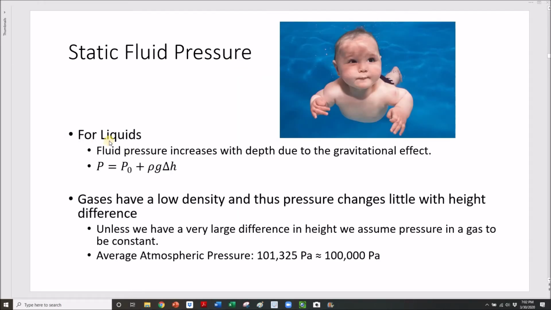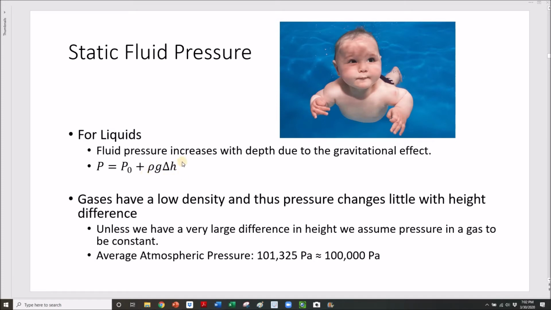Static fluid pressure. For liquids, the fluid pressure increases with depth due to this gravitational effect. And here is our equation for that. The pressure inside of a fluid at any point is equal to the pressure that's on top of the fluid already, plus the density of the fluid times the acceleration caused by gravity times the depth that you are in the fluid.